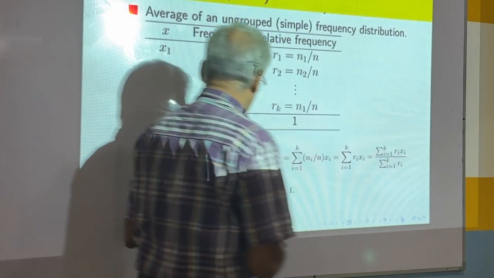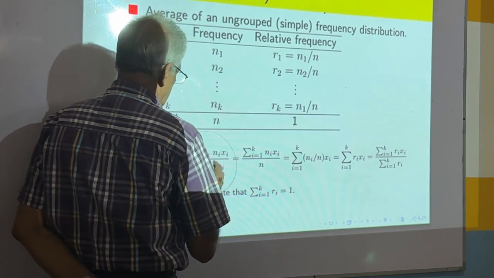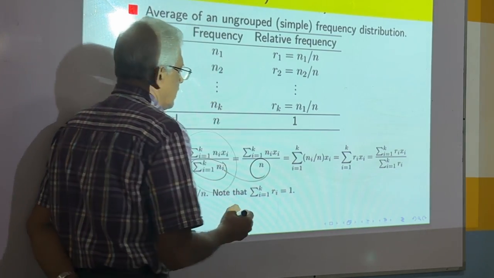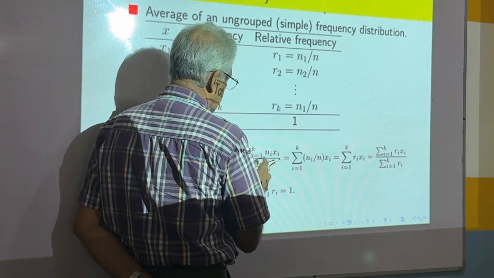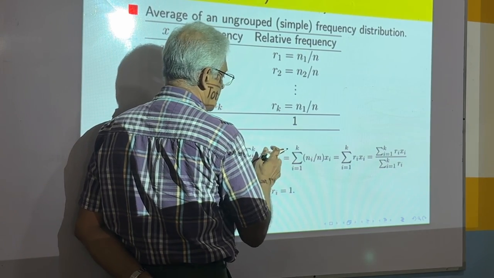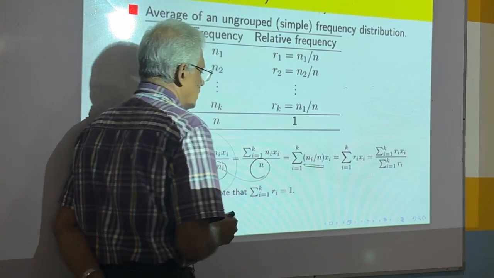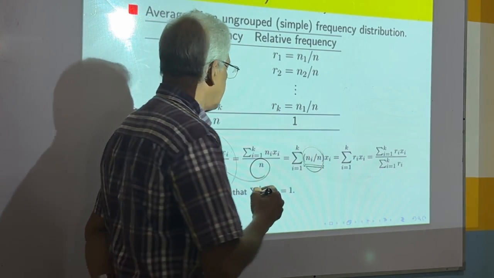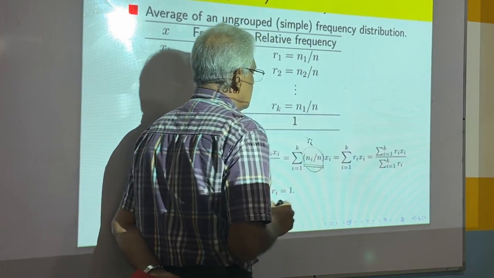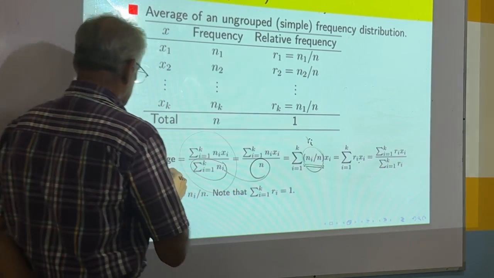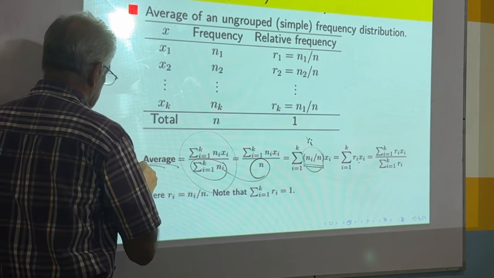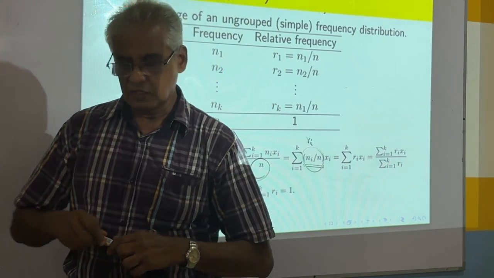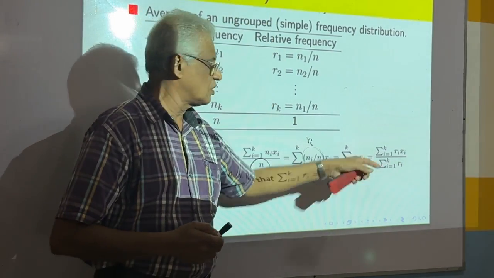So in that case, I can write down this one like this, because this thing is equal to N here. I can put this N1 divided by N, N2 divided by N, N3 divided by N like this. So this is my relative frequency. Ni divided by N is Ri. So therefore you can write it like this. So the average X bar can be written like this or like this. Right. This is in terms of N's and this is in terms of R's.